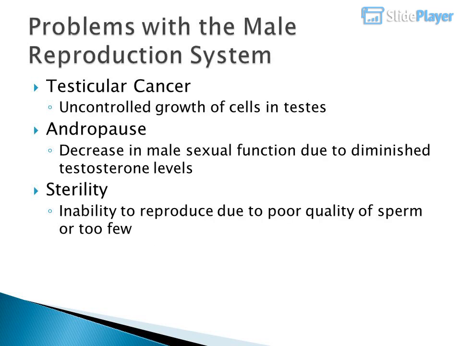Problems with the male reproductive system. Testicular cancer: uncontrolled growth of cells in the testes. Andropause: decrease in male sexual function due to diminished testosterone levels. Sterility: inability to reproduce due to poor quality of sperm or too few.